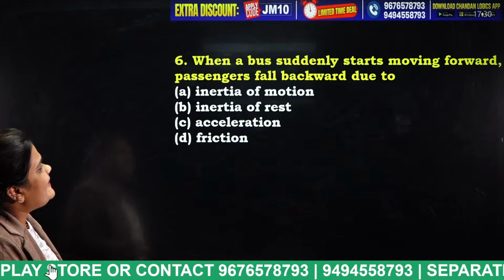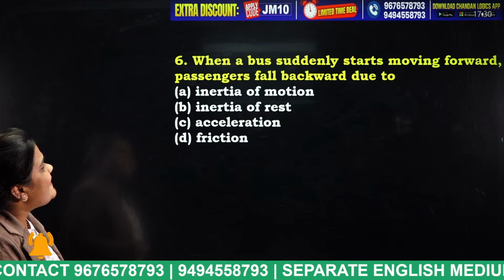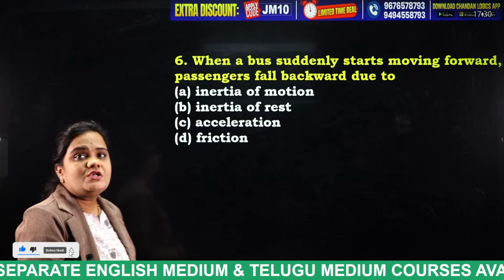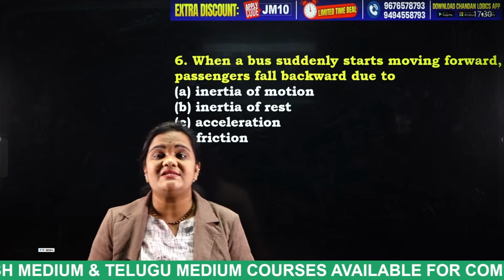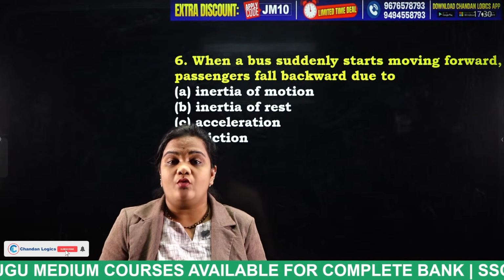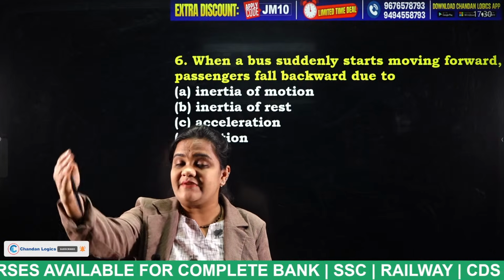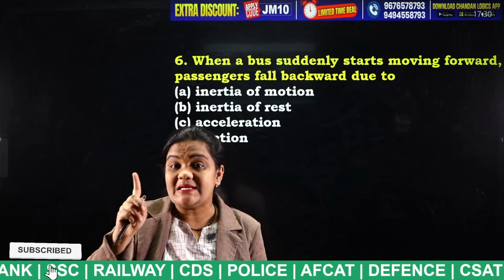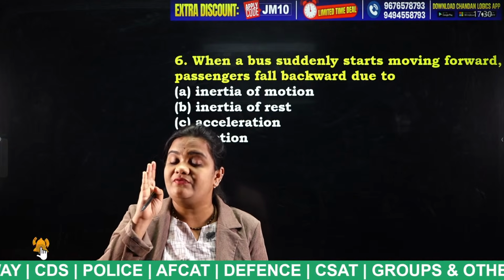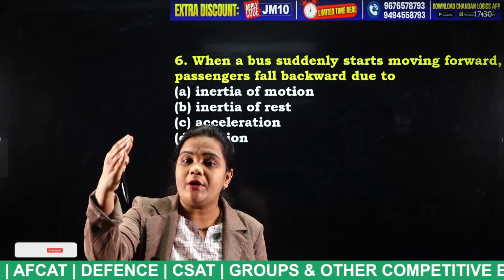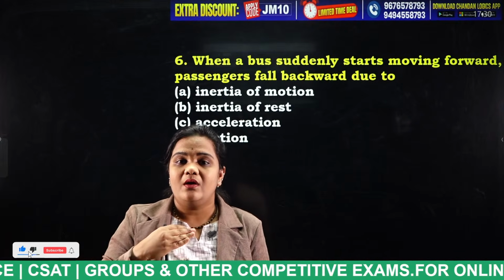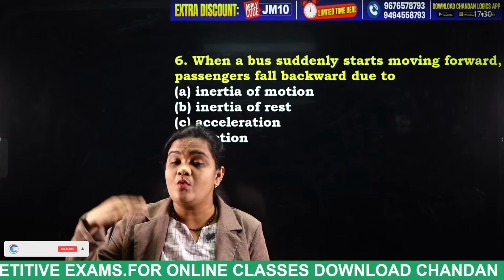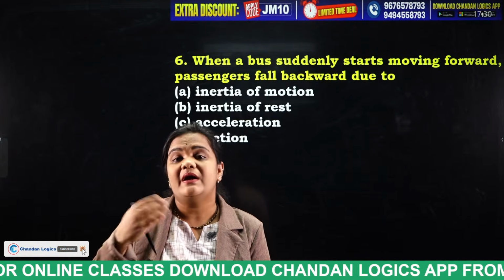Next question. When a bus suddenly starts moving forward, passengers fall backward due to: inertia of motion, inertia of rest, acceleration, or friction. Regarding the earlier point, it's not 7.2, it's 17.2. The echo we utter will be reflected back after reaching 17.2 meters, and that is done only by single reflection. If you say hello, after it reaches 17.2 meters it will be reflected back. That is known as an echo. If it reflects more times, we call it reverberation.